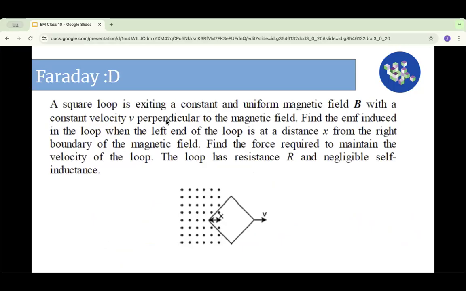Okay. A square loop is exiting a constant and uniform magnetic field B with a constant velocity V perpendicular to the magnetic field. Find the EMF induced in the loop when the left end of the loop is at a distance x from the right boundary of the magnetic field. Find the force required to maintain the velocity of the loop. The loop has resistance R and negligible self-inductance.